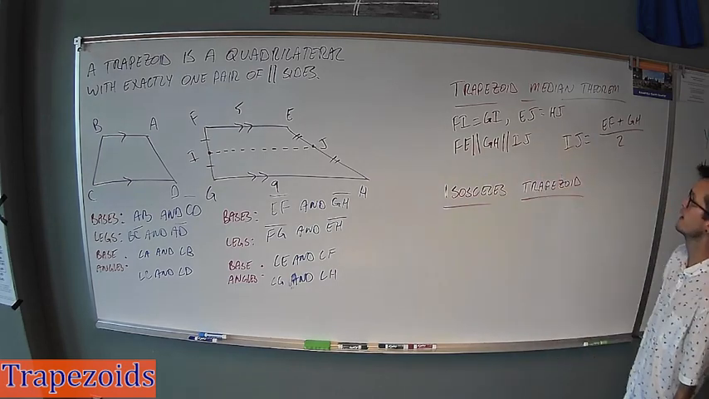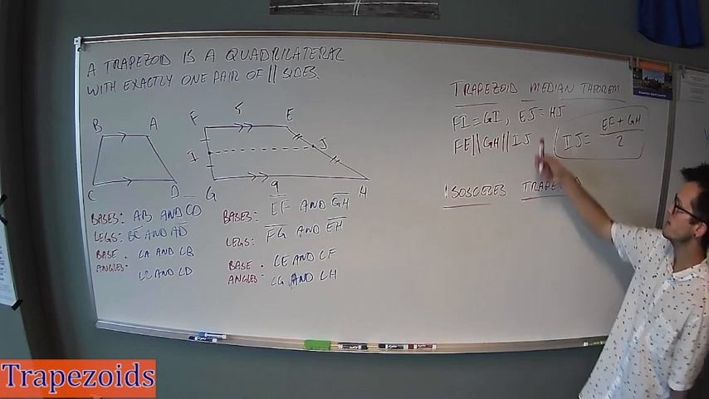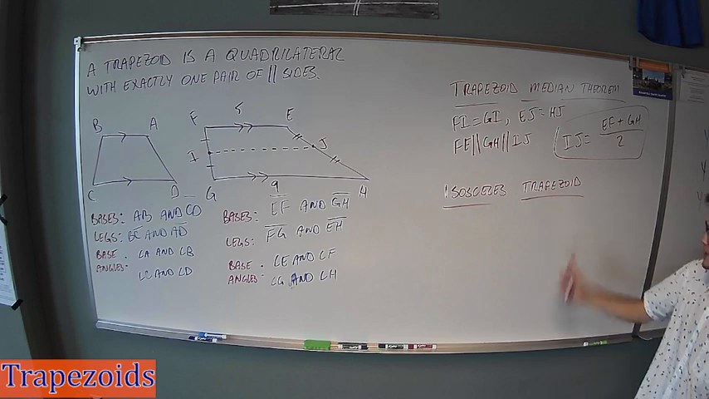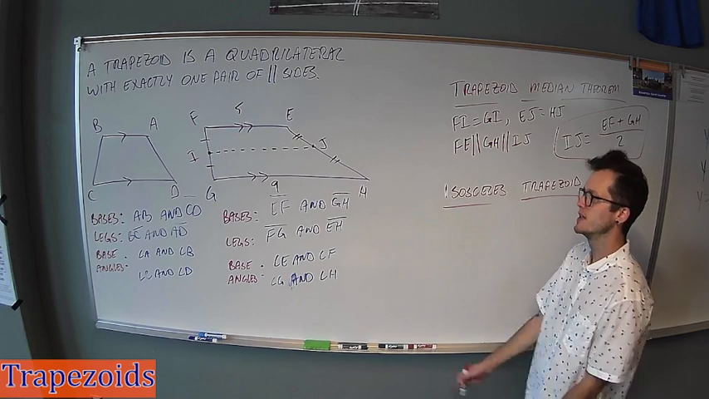So that's how to use the trapezoid median theorem. This is the big takeaway. This is definitional stuff, so this is the big deal here, the big shortcut. Okay, last one. An isosceles trapezoid. ABCD, I tried to make it so it's isosceles.